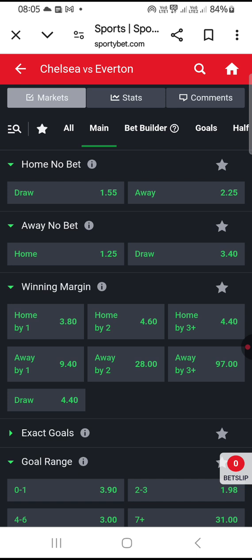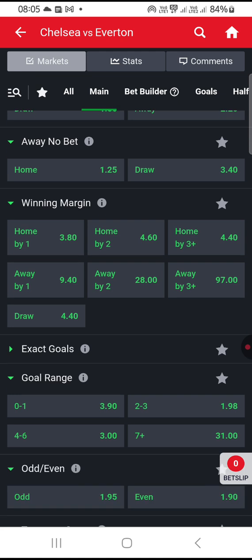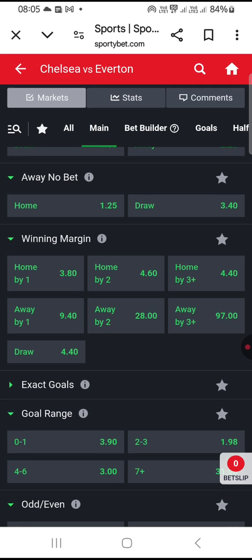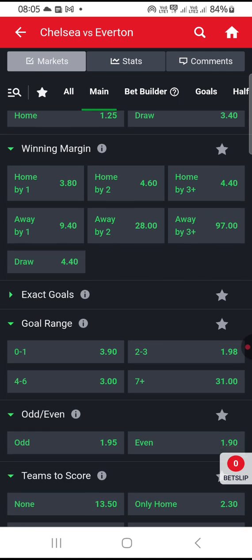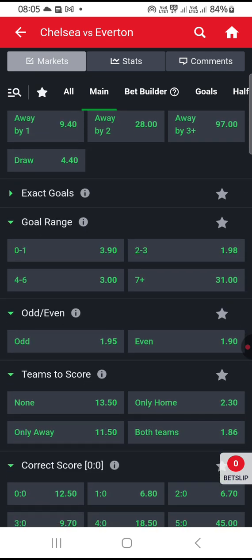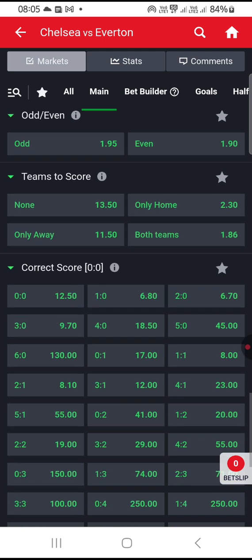This time around, I want to talk about some sites, some places you have to go to bet. It's not always over 1.5, over 0.5, under 1, something like that. Now let's talk about winning margin. And when we talk about winning margin, we correlate it with goal range.